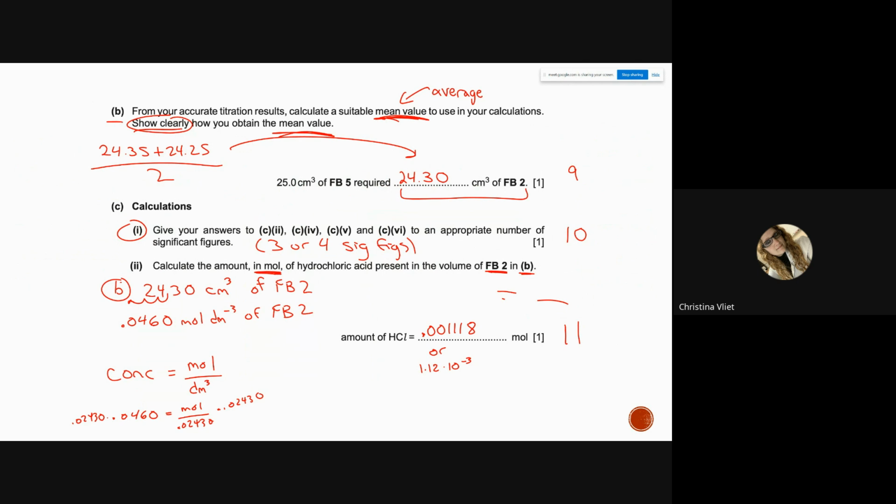Concentration formula, absolutely necessary to have on hand. The molar mass formula, absolutely necessary to have on hand. The other one is the dilution of solutions. Sometimes you need M1V1 equals M2V2, depending on the lab.